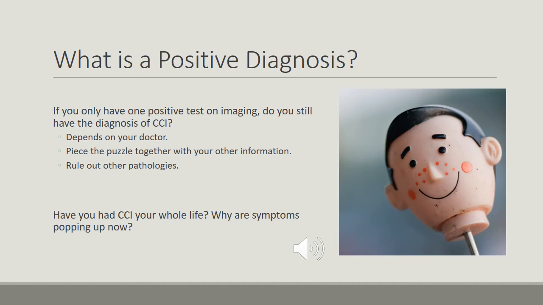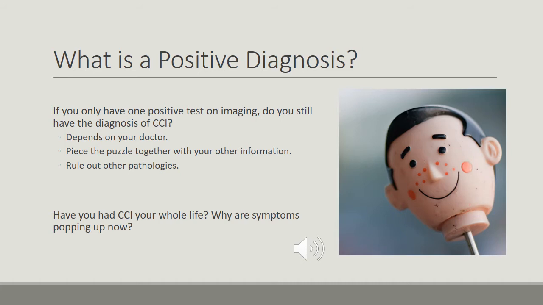And then the other big question, which has been brought up before in some of the other pathologies that you need to get ruled out, is have you had CCI symptoms your whole life? Or was this just something that started, and why is it starting all of a sudden? If you've had this ligamentous laxity in this area your whole life and you haven't had a recent trauma, why are your symptoms popping up now? It's something you need to figure out and manage, whether you need to have surgery done or not, depending on the level of instability.